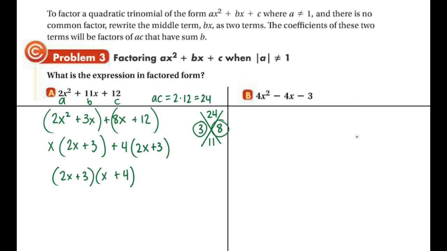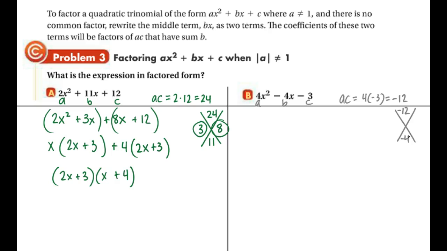Okay, in part B, we have 4x squared minus 4x minus 3. So I'm going to be using the exact same process as I did in part A. I'm going to multiply the a and the c values. So we have 4 times negative 3, which is negative 12. So that's going to be the number on top of my x. So negative 12 and negative 4, which is the middle term or the b value.